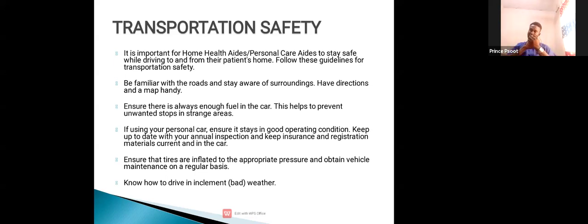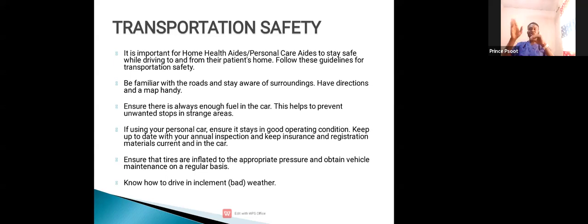Have directions and a map handy. Even if you don't know where you are going, follow directions, follow maps. Ensure there is always enough fuel in the car. It will help to prevent unwanted stops in strange places. Imagine you're going to a place for the first time and you're not prepared, and your fuel gets exhausted in a place where there is no network and you're in a bushy area. Trust me, it can be very, very frustrating, even devastating.